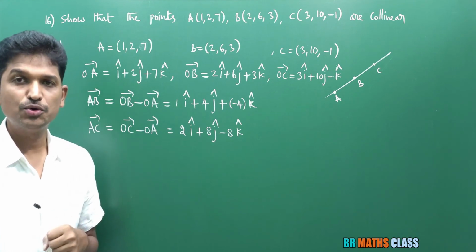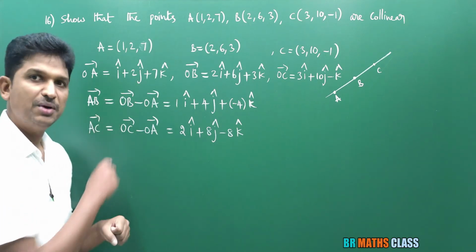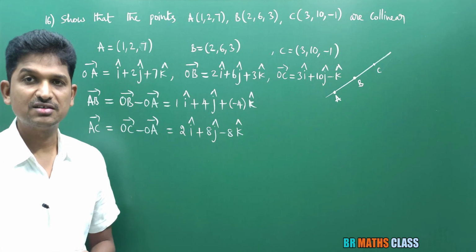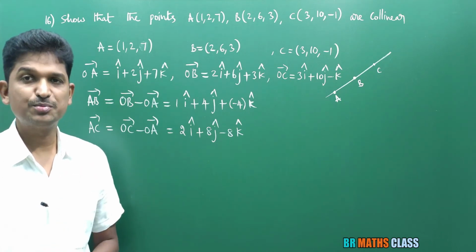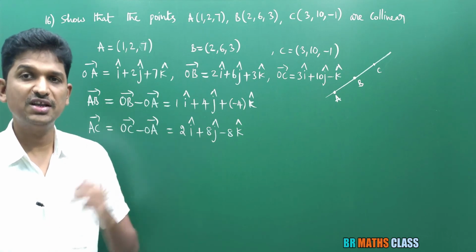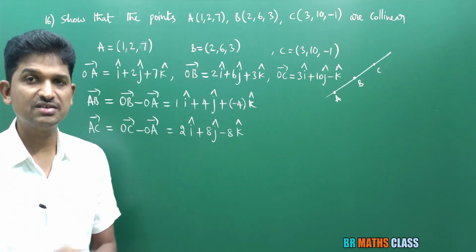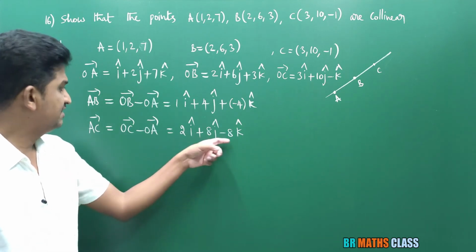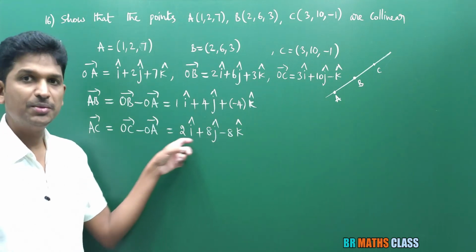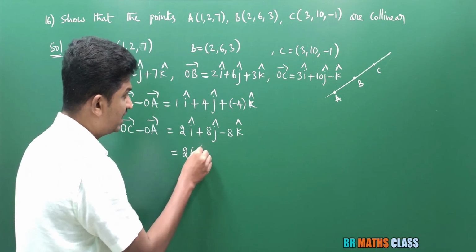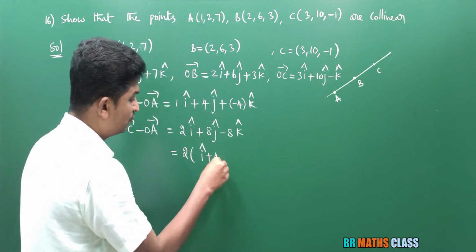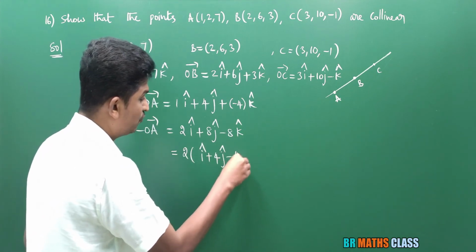What I am trying to prove? I am trying to prove that AB bar, AC bar are collinear vectors. When we say two vectors are collinear, if one vector is expressed as scalar multiple of another vector, then we say that those two vectors are collinear. You observe this AC bar. Here I can take 2 common. What you will get? You will get i cap plus 4j cap minus 4k cap.